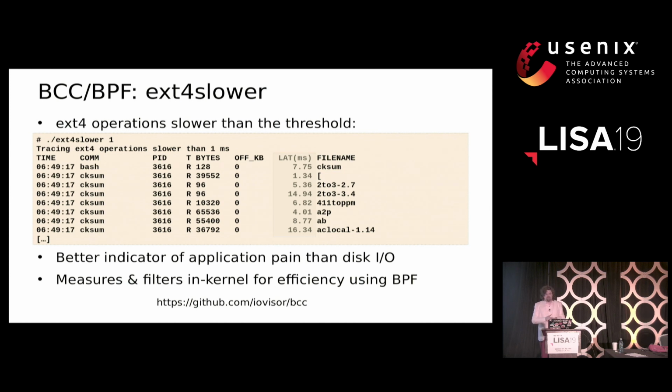But BPF is what I've been spending a lot of time on recently, and it lets me do really efficient custom instrumentation. This is ext4slower, where I'm saying, show me ext4 file system operations that are slower than 1 millisecond, and then it just shows them to me. That's great because your application doesn't talk to disks directly. They talk to the file system. And so having the file system expose where it's slow shows the real application pain in a way the disks do not.